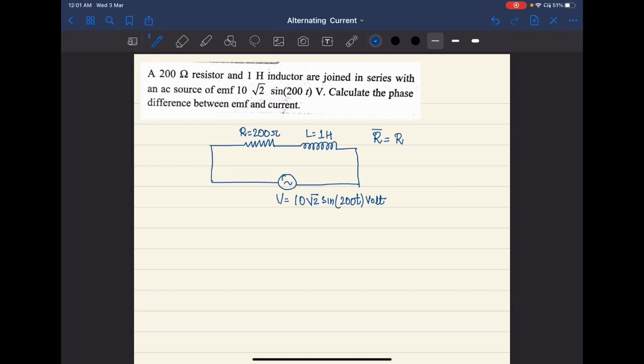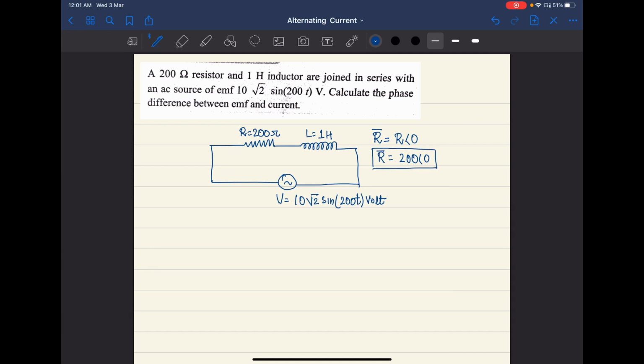R phasor we can write as R angle 0. So here R phasor is equal to, resistance is 200, so 200 angle 0. So this is our R phasor.